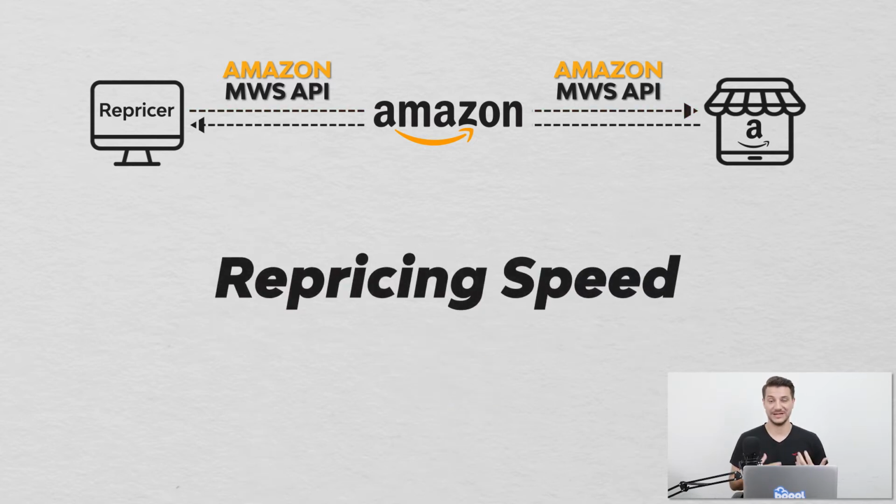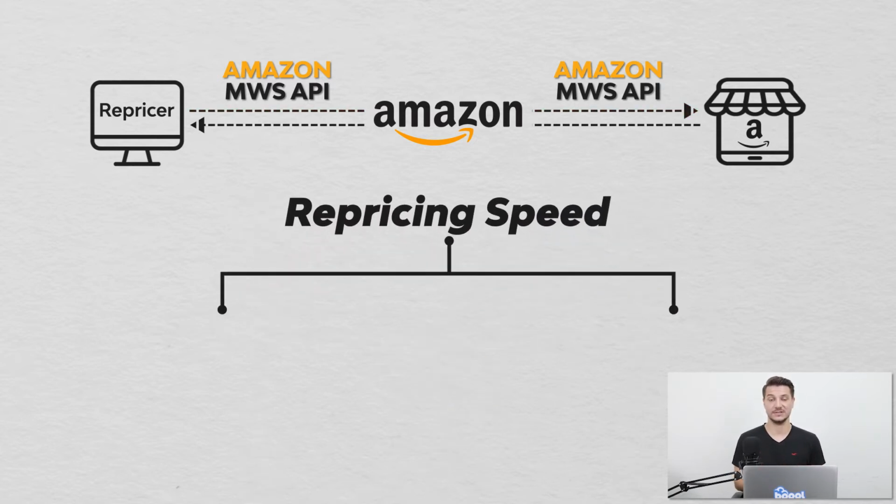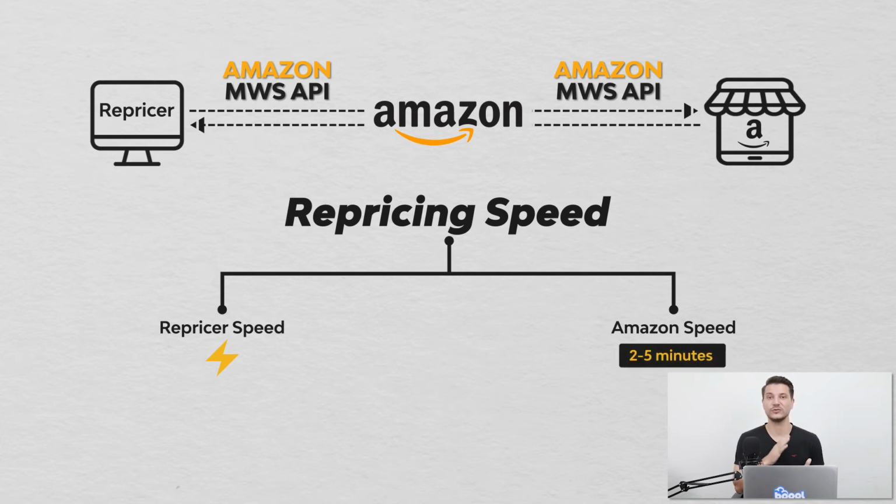When we're talking about repricing speed, there are actually two sides to consider. One is the pricing speed of the software, the time that the software takes to make the calculation. And the other one is the time that Amazon needs to process the new price. So some repricers can do it instantly. When they say instant repricing, it means that the new price is sent immediately. But then Amazon still will need some time to process the new price, and it usually takes about 2 to 5 minutes.